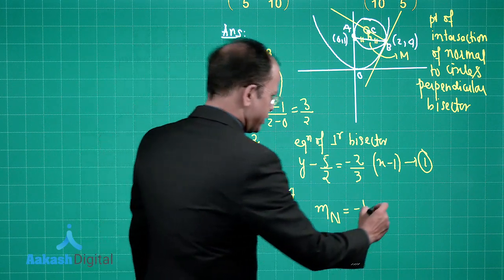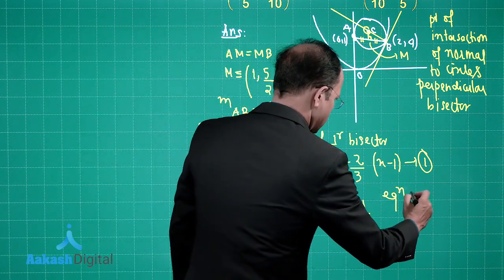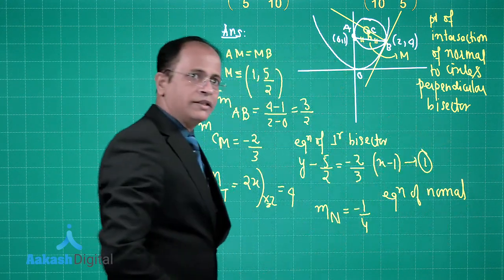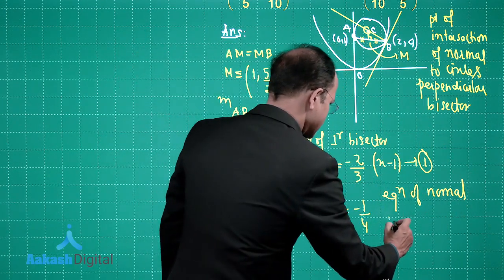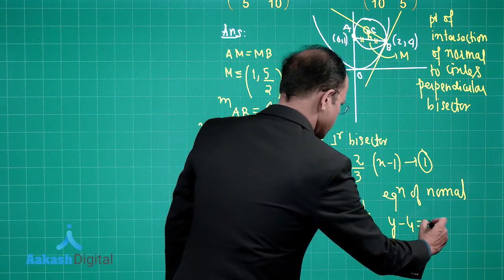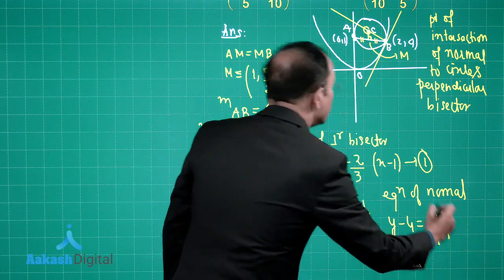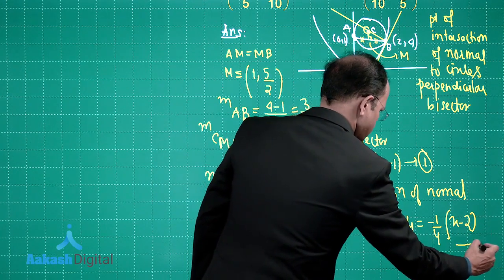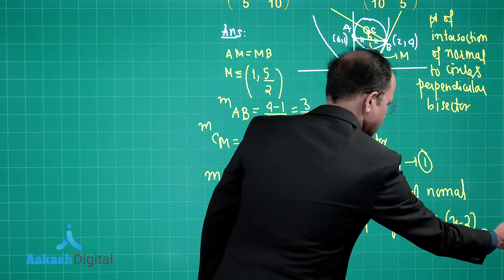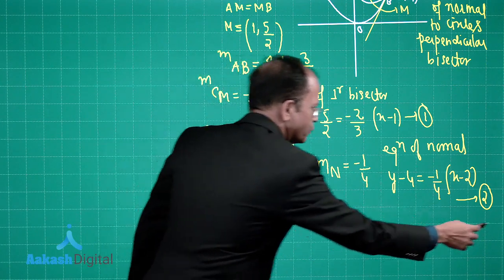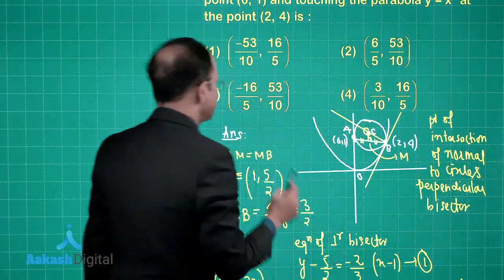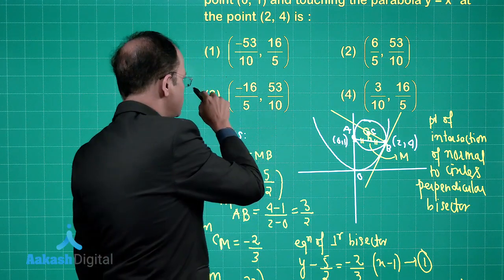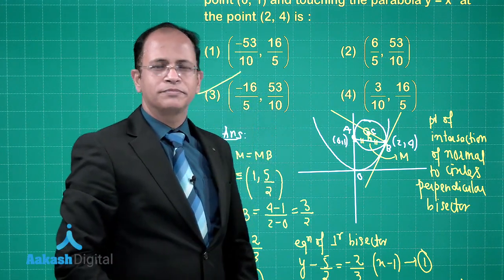So that means if I talk about the equation of normal, we have y minus 4 is equal to minus 1 by 4, and this is x minus 2. So this is equation number 2. Solving 1 and 2, we get the values of x and y as minus 16 by 5 and 53 by 10 respectively. So this is the center we are talking about.